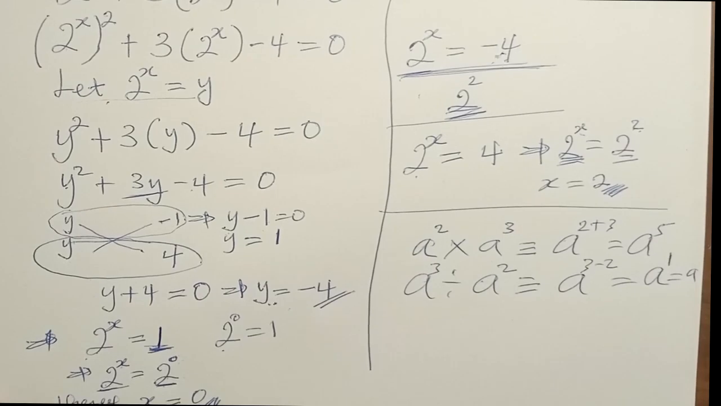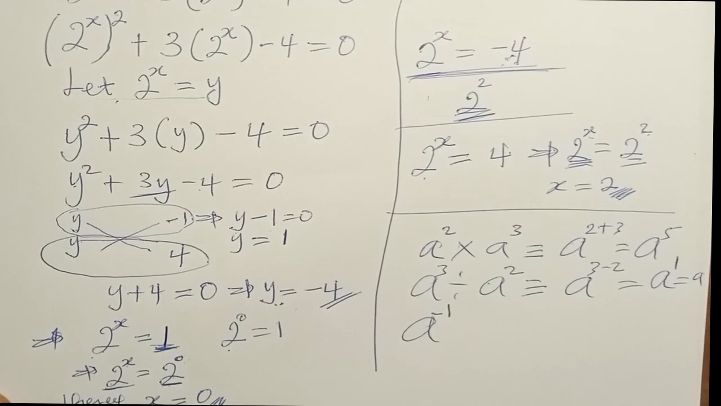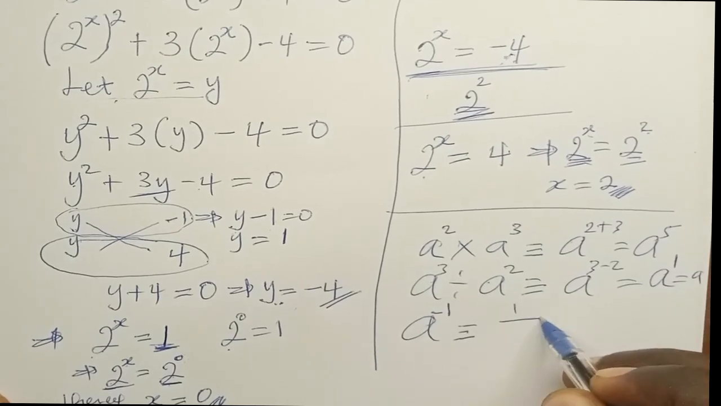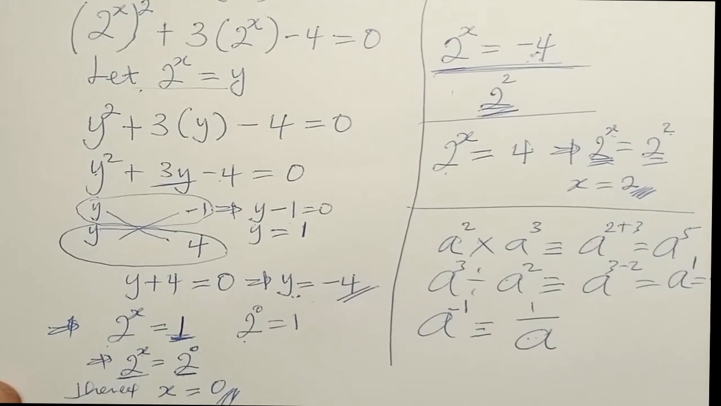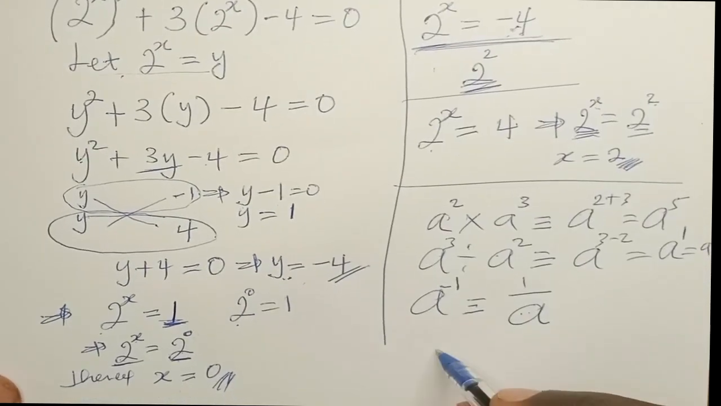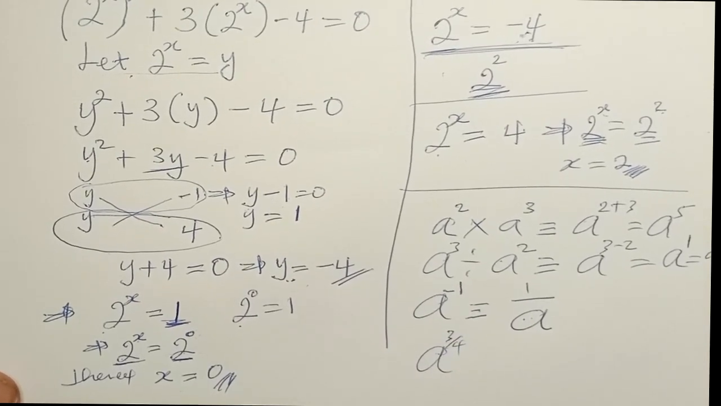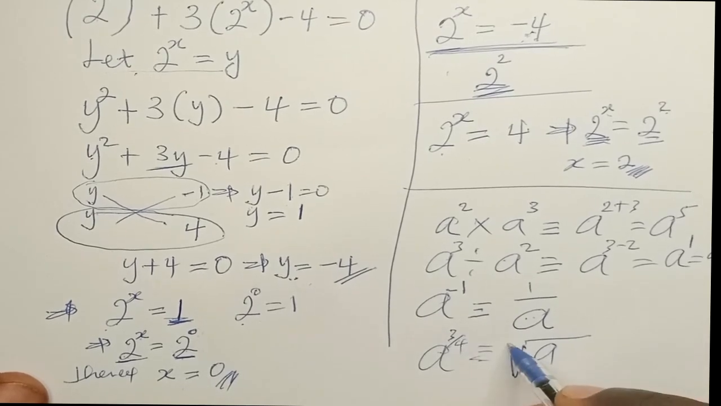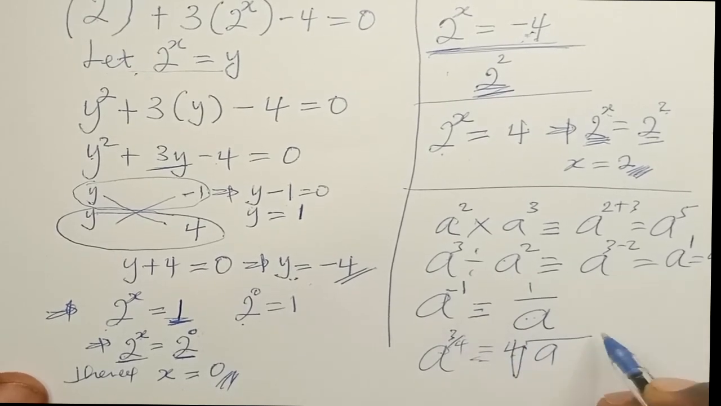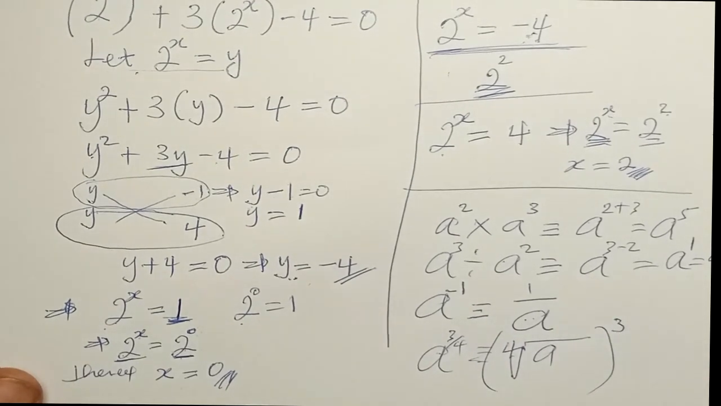Now, there is another rule here that states that when it is raised to a negative power, it is the same as 1 over a to the positive power. Then when it is in the form of a root, like a to the power 3 over 4, we try to put it in root form, which is similar to the fourth root of a, raised to the power 3, as you can see here.